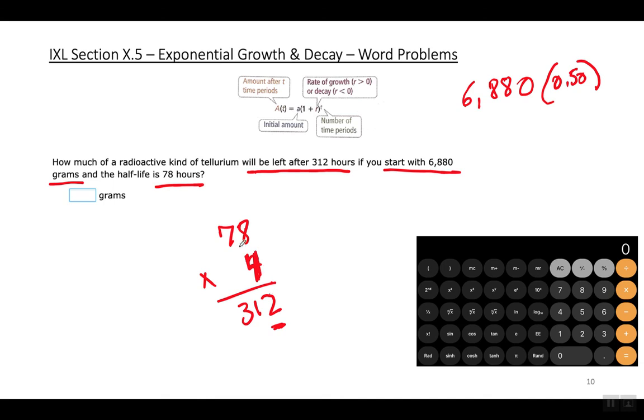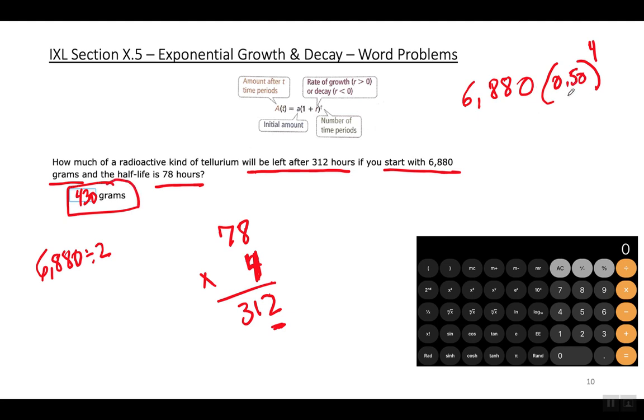8 times 4 is 32, carry the 3. 4 times 7 is 28, plus the 3 that I carried is 31. There's my answer. So 78 times 4 is 312 hours. So that means that this time period of 78 hours is going to happen 4 times. So I could either do it that way, or I could divide 6,880 by 2 and do that process 4 times. Now on this one, I think it's easier in my calculator. So 0.50 to the 4th power times 6,880 equals, and my answer is 430.